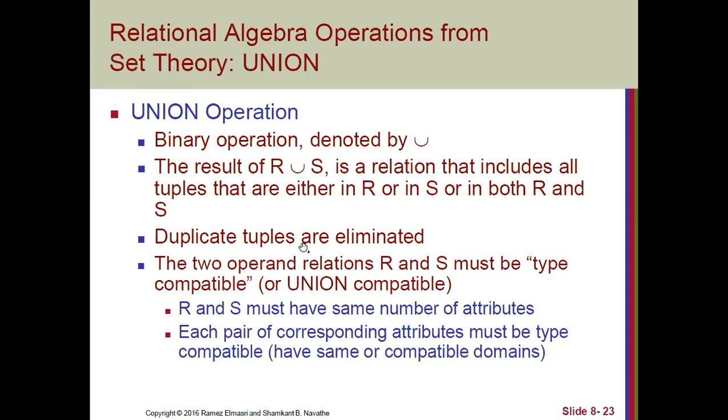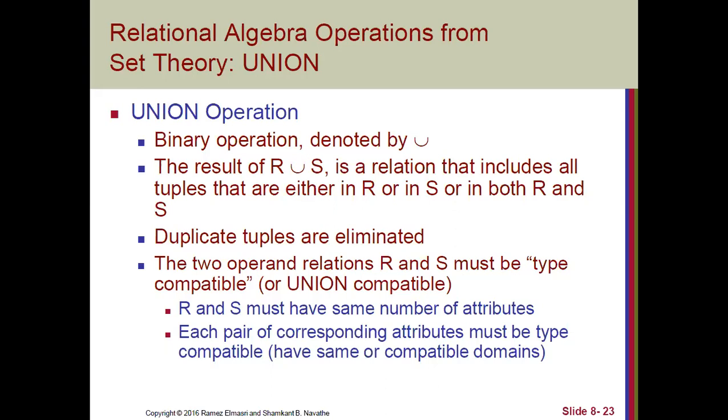The result of our union R U S is a relation. Whenever we apply union, the resultant is also a relation that includes all the tuples that are either in R or in S, or in both R and S. In union, the duplicated tuples are eliminated. If both relations have the same tuples, then it will be represented once, so there will be no duplicated tuples in the resultant relation.